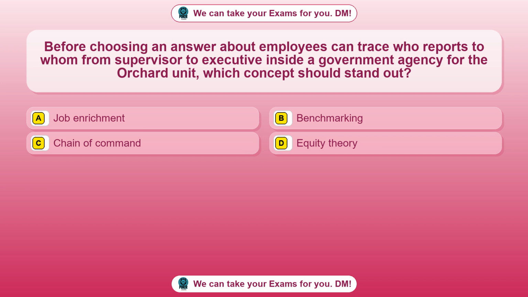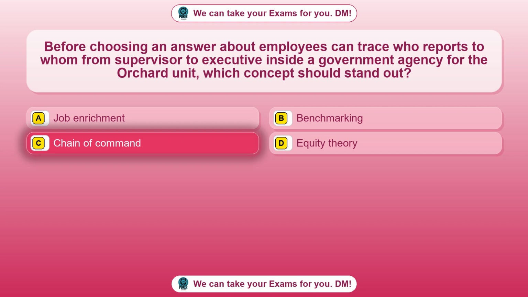Question 85. Before choosing an answer about employees can trace who reports to whom from supervisor to executive inside a government agency for the Orchard unit, which concept should stand out? Option A, job enrichment. Option B, benchmarking. Option C, chain of command. Option D, equity theory. The correct answer is option C, chain of command.